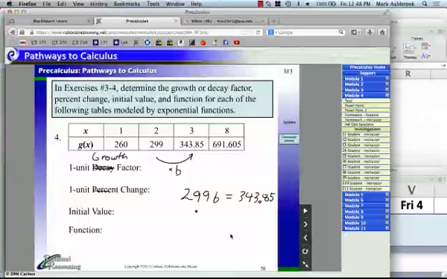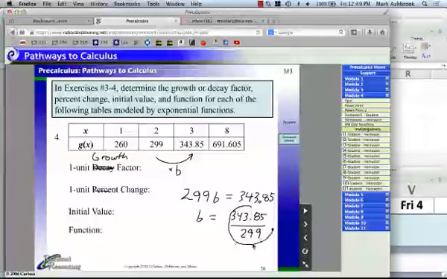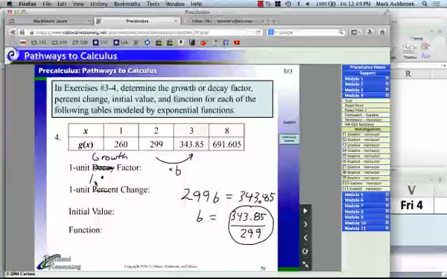So now we just need to figure out, how do we figure out what B is? You're going to divide 343.85 over 299. We're asking what number multiplied by 299 gives 343.85? That's the number that if you multiplied it by 299, it would give you 343.85. What do you get? 1 point? Exactly 1.15. Easy one, percent change. You can just see it. 15%.